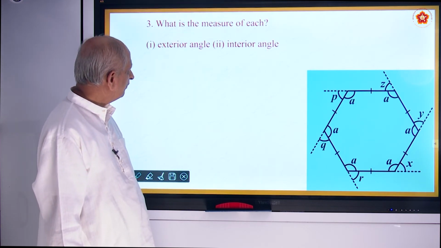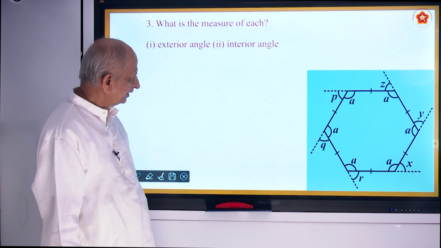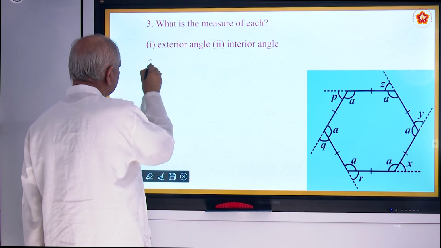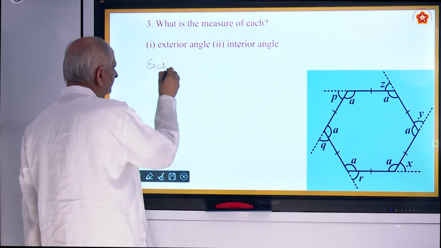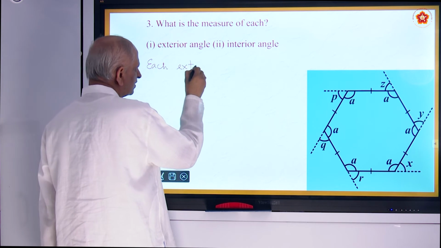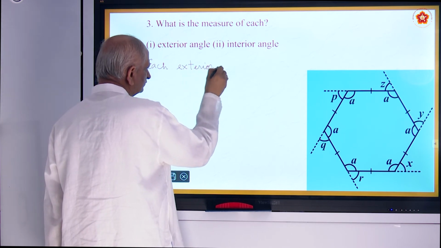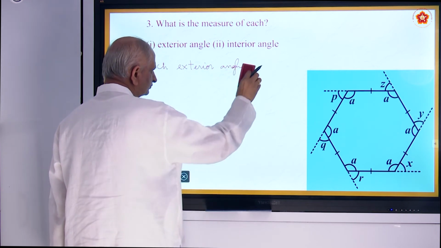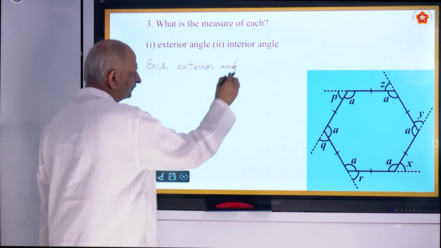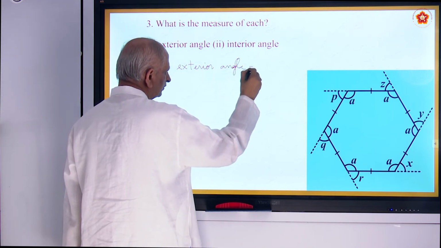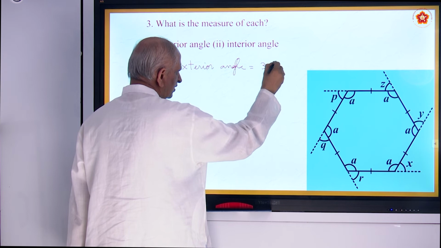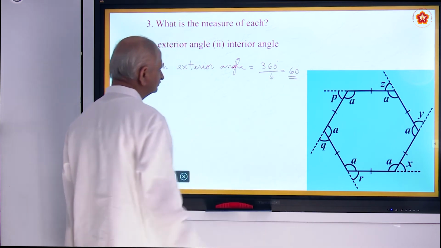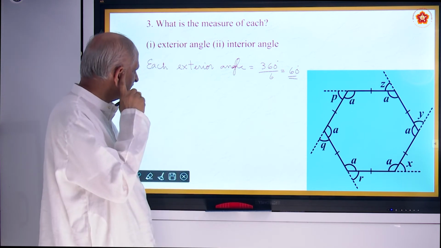Same figure once again, what is the measure of each exterior angle and interior angle? So the exterior angle, you just saw it. Each exterior angle is equal to how much? Anybody? 360 by 6, 60 degrees. That is the answer for the first question.